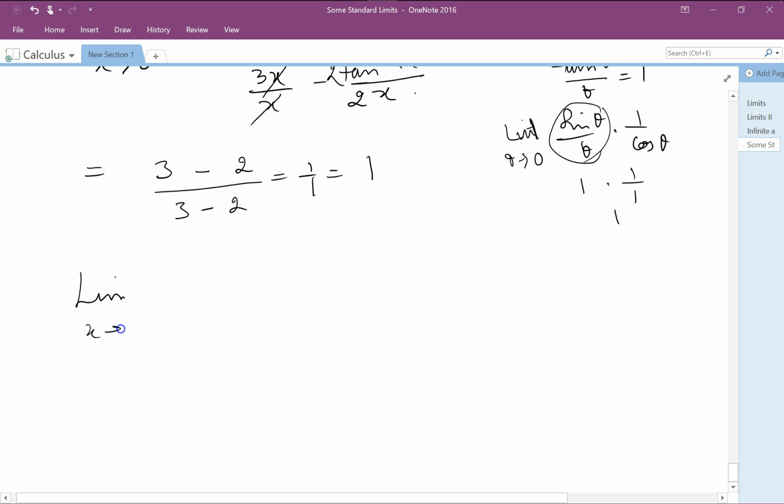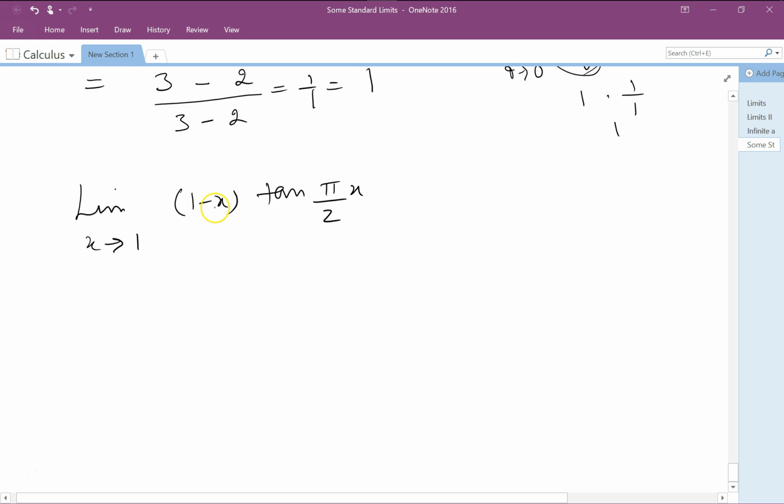Okay, limit as x approaches 1, 1 minus x tan pi x by 2. It would be better if I write it as pi x by 2. Here if we substitute it directly, it becomes 1 minus 1 tan pi by 2, which is 0 times infinity, which is an indeterminate form, so we can't directly substitute it. So what we'll do is, let's simplify here.